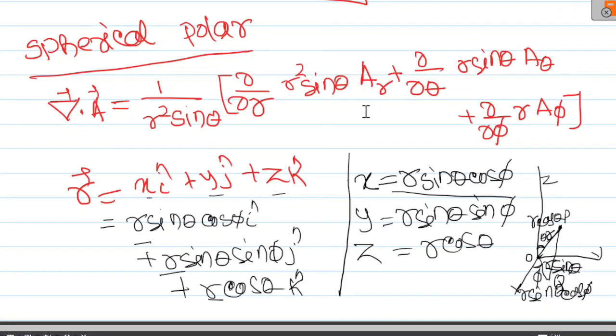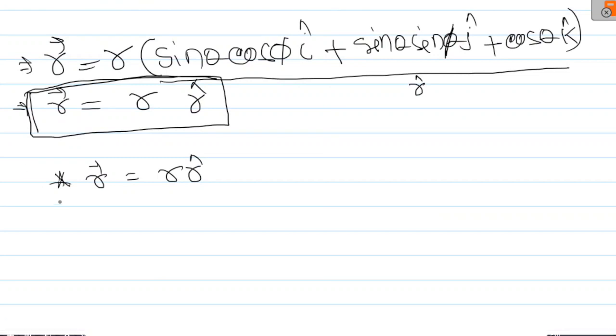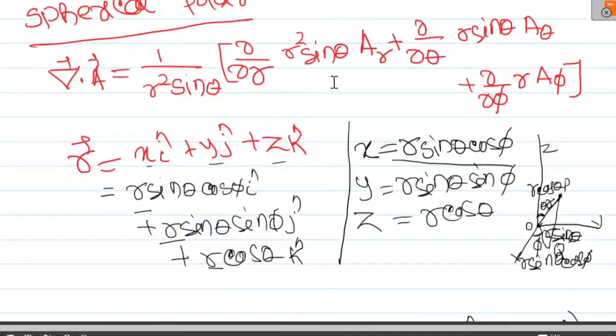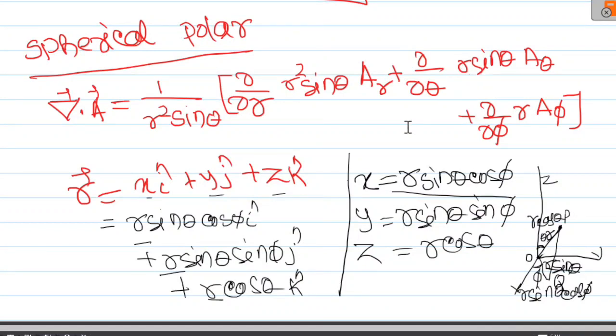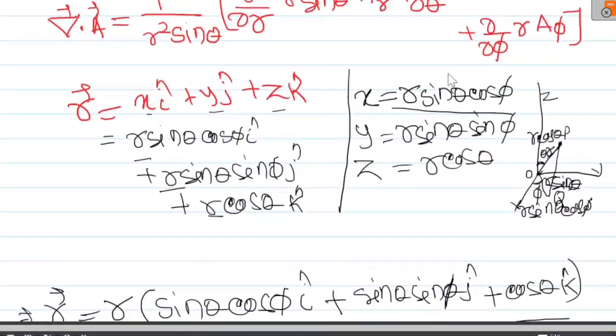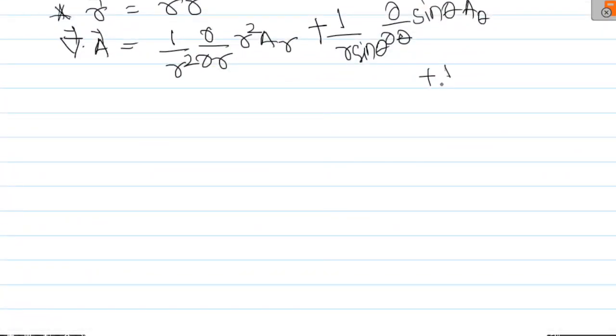this one. You can simplify this expression also. Here from here sin theta will go out. Okay, let me write that expression here. Divergence of any vector will be 1 by r square del by del r of r square A r plus, sin theta, r will cancel out, so it will be 1 by r sin theta del by del theta of sin theta A theta plus 1 by r sin theta del by del phi of A phi.